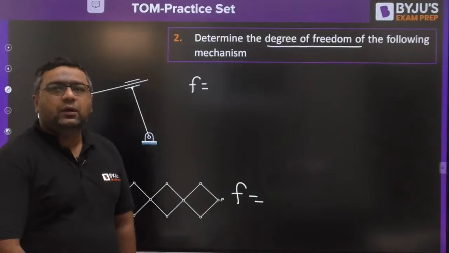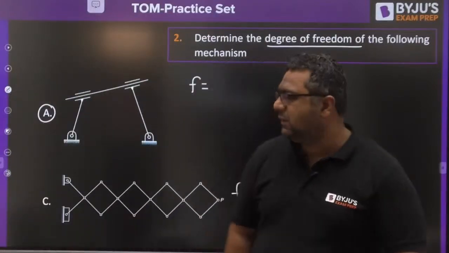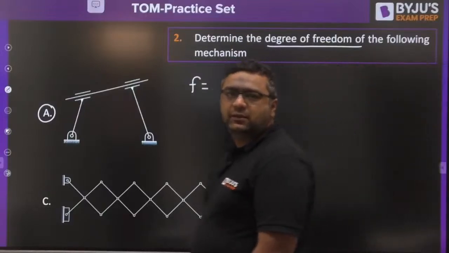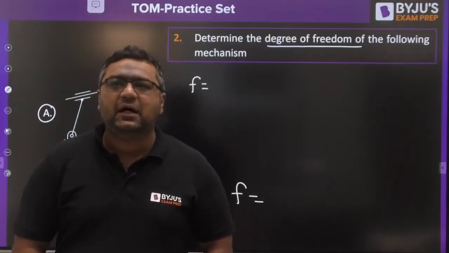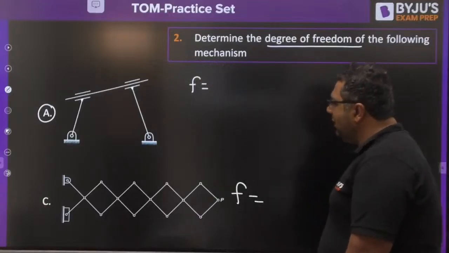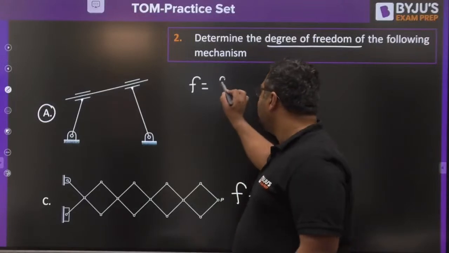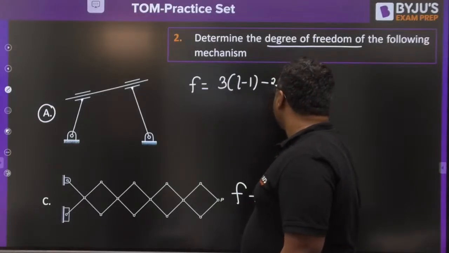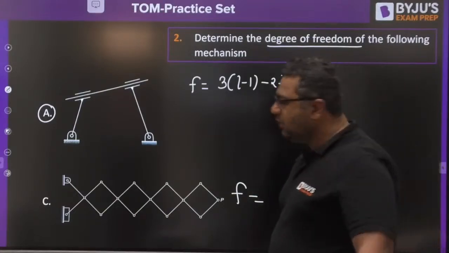Abhishek is saying 0 for the first one. Okay. So 2 students have already answered. What about others? Yes, very good Manas, RPS, Amit. I feel the majority of you are answering 0, and yes, here we will be using the modified Kutzbach equation, that is 3 into L minus 1 minus 2J minus H minus FR. FR is redundant degrees of freedom.